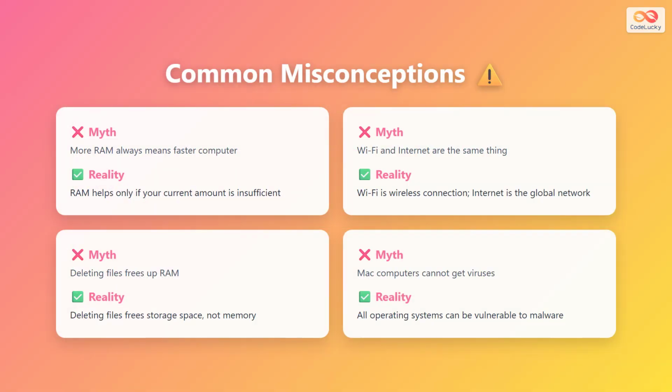Let's clear up some common misconceptions that often confuse beginners. First, many believe that adding more RAM always makes a computer faster. The reality is that RAM only helps if your current amount is insufficient for your tasks. Beyond that point, adding more provides no speed benefit. Second, people often think Wi-Fi and the internet are the same thing. Wi-Fi is simply the wireless connection method, while the internet is the vast global network of connected computers.